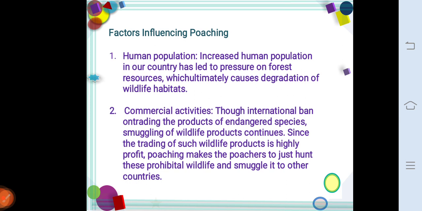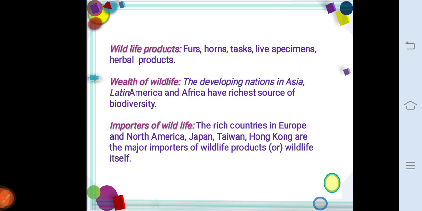Third, remedies for killing: illegal hunting and trade of animals and animal products should be stopped immediately. That is the remedy for killing of animals. We should not purchase fur coats, purses or bags made of crocodile skin or python skin. Third, biodiversity laws should be strengthened.